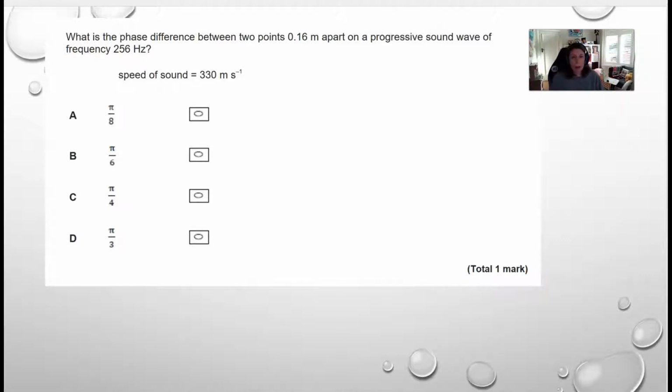They are 0.16 meters apart on a progressive sound wave of frequency 256 hertz, okay? And the speed of sound is 330 meters per second. So I'm just going to draw you what that might look like.